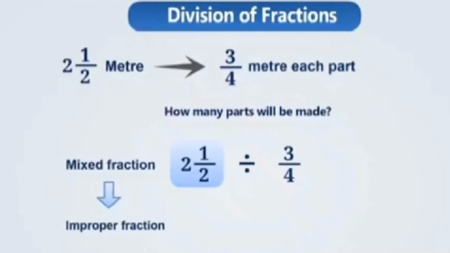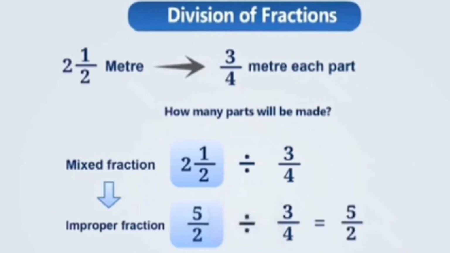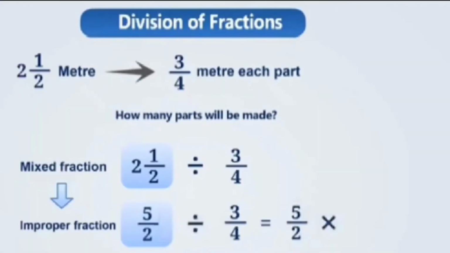For example, here we will write 2.5 as 5 by 2. So now the division will become 5 by 2 divided by 3 by 4. So how will we solve this? Think a little bit. You are right. We will keep the first fraction as it is, then we will change the division sign to multiplication sign and then write the other fraction as a reciprocal. That means 5 by 2 divided by 3 by 4 is equal to 5 by 2 into 4 by 3, which is 10 by 3.